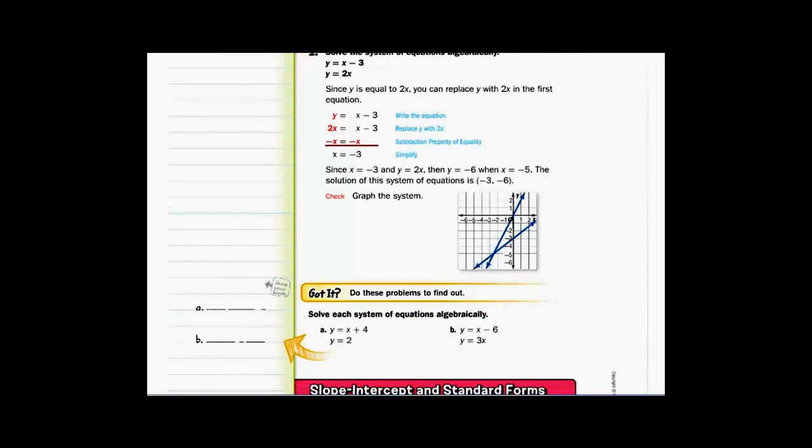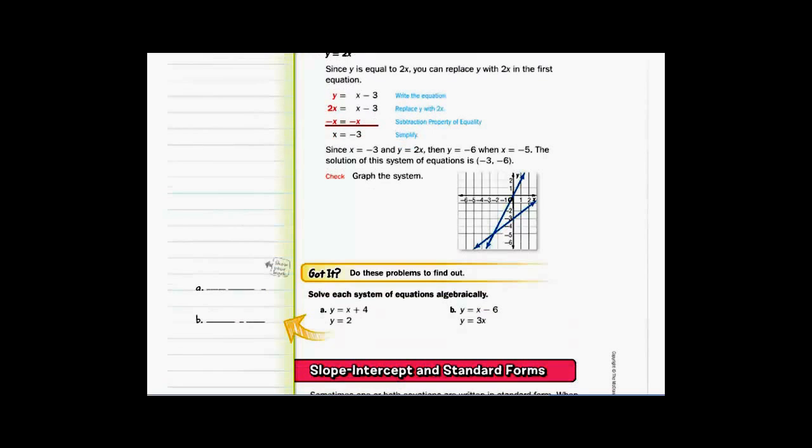I want you to go ahead and try A and B. Substitute one in for the other. If you look at A, probably the easiest thing to do, if y is equal to 2, you're going to put a 2 right here and solve. For B, y equals 3x. I would put a 3x right here and solve. So pause it, try it, and I'll be back with some answers. All right, so back with me.